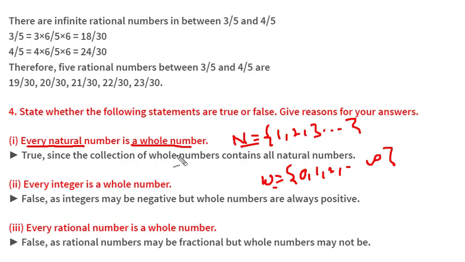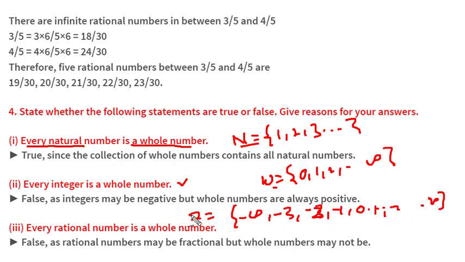Now the second question is: every integer is a whole number. Remember what an integer was. An integer was denoted by Z, from minus infinity, minus 3, minus 2, minus 1, 0, till 1, 2, till infinity. So here you see integers include negative numbers also, 0 also and positive numbers also. But a whole number is 0, 1, 2 and the counting numbers. So this is false, because minus 3, for example, is not a whole number.